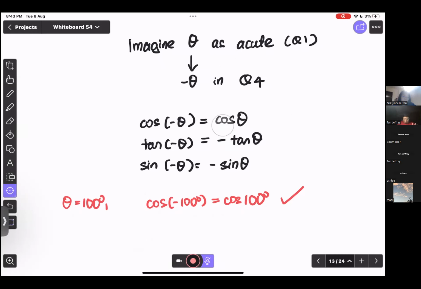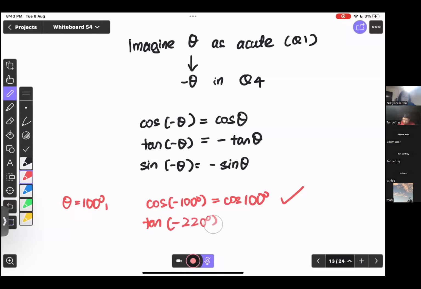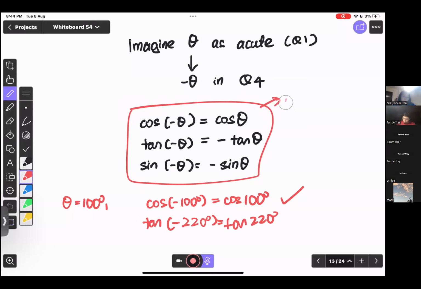Actually, it works for all angles. Is tangent, let's say in quadrant 3, negative? Mr. Tan, for cosine negative 100, isn't that in the third quadrant? Correct. But it still works. The formula actually works for all quadrants. But if it's in the third quadrant, how can it be positive?